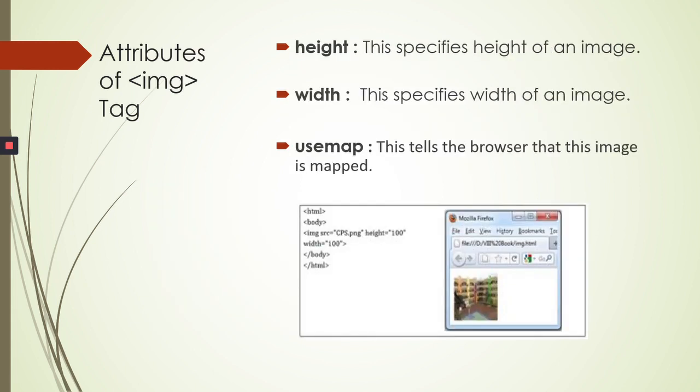Next attribute is height, which specifies the height of an image, and width, which specifies the width of an image. Usemap. This attribute will be taught to you in the 5th chapter when the image is mapped. This tells the browser that the image is getting mapped. So that will be explained in detail in chapter number 5. So let's see how height and width of the image tag works.